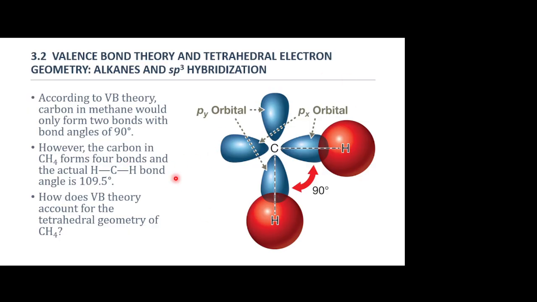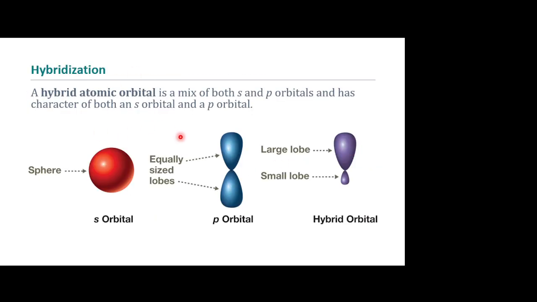The carbon in CH4, of course, makes a tetrahedral shape. This has a bond angle of 109.5 degrees. So how do we account for this? Well, we have to do something called hybrid atomic orbitals, okay? And so what we do is we take carbon. Carbon is going to have its orbitals mix. So one of the s orbitals is going to mix with 3 of the p orbitals. And you literally get something out that has character of 1 s orbital and 3 p orbitals.